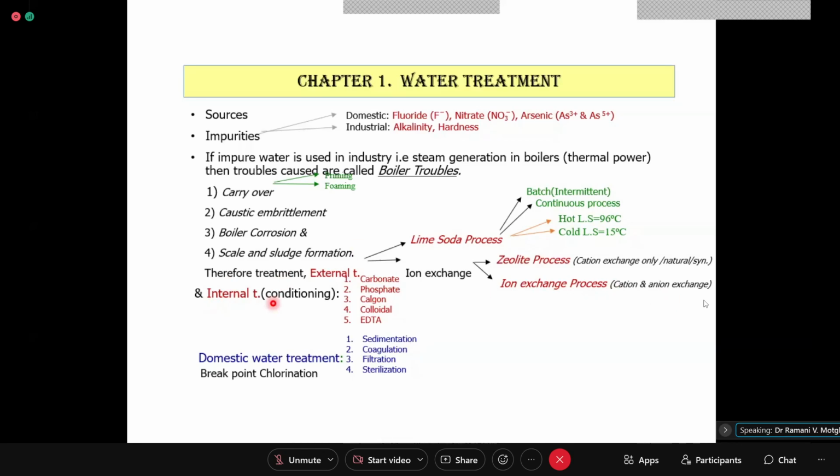Then coming to the internal treatment, apart from external treatment, some internal conditioning is also carried out. Internal conditioning includes carbonate conditioning, phosphate conditioning, Calgon conditioning, colloidal conditioning, and conditioning with EDTA. What now remains is only domestic water treatment: sedimentation, coagulation, filtration, sterilization, and breakpoint chlorination. On Saturday we will complete the chapter. Saturday we have class from 12 to 1. I'll engage the class and we will complete this part also. With this, your water treatment chapter will be completed.